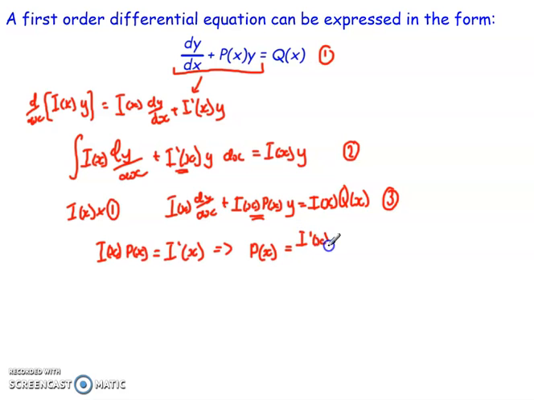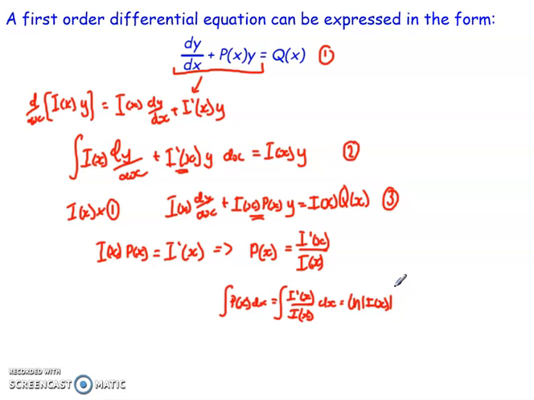over I of x. Now if I integrate both sides with respect to x, the integral of p of x dx equals the integral of I dashed of x over I of x dx. The right-hand side has a standard format of being a logarithm. So that equals ln of I of x.